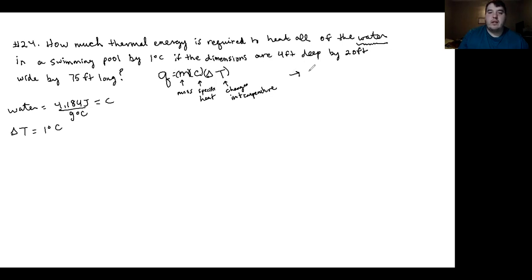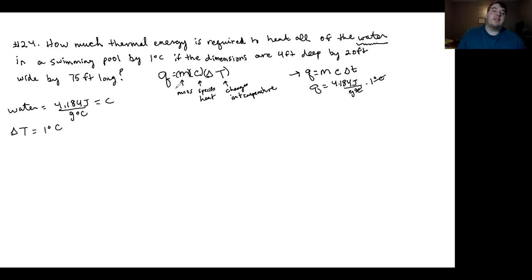So right now we've got Q equals M times C times delta T, and that's going to be Q equals 4.184 joules per gram degrees Celsius times 1 degree Celsius. So already we can see that our degrees Celsius are going to cancel, but we need to get this in terms of joules, so we need to cancel grams, and clearly we're going to have a mass in terms of grams. So now let's determine our mass.